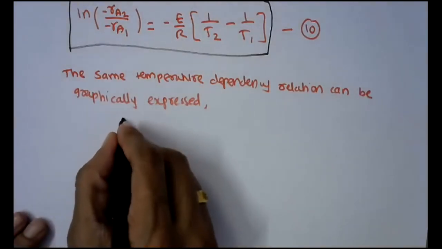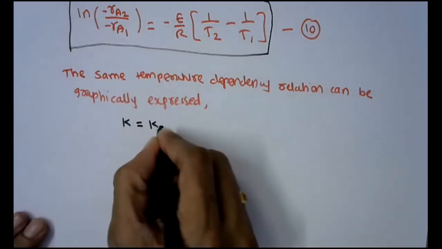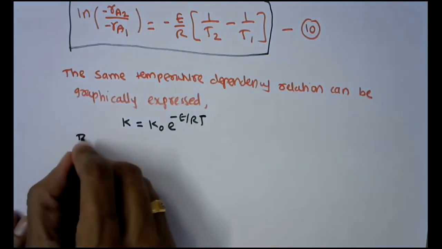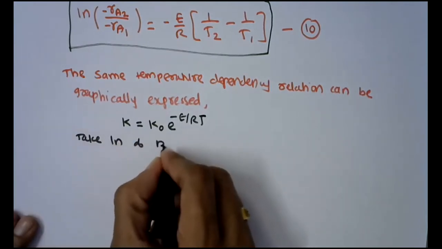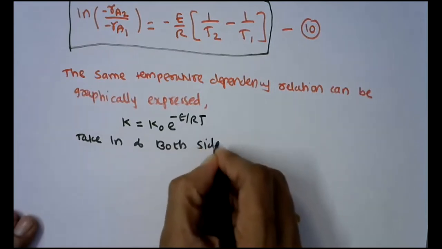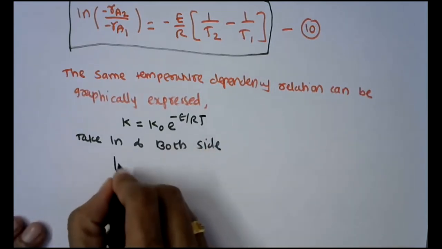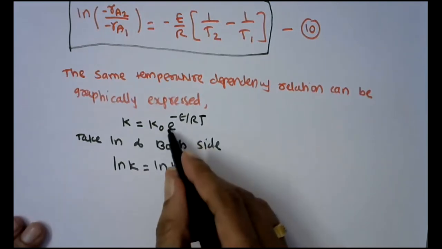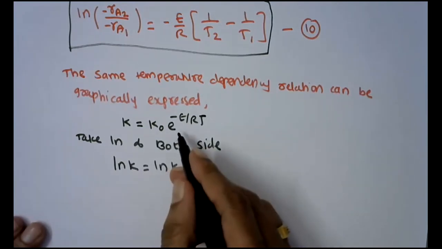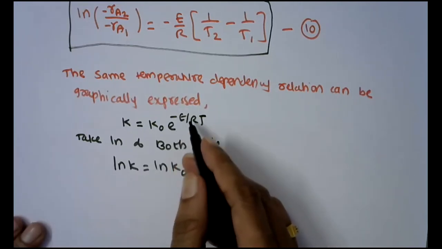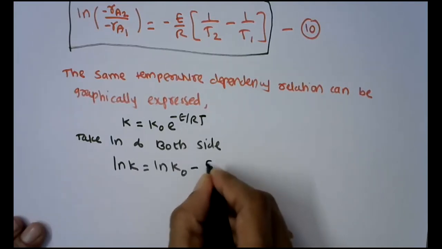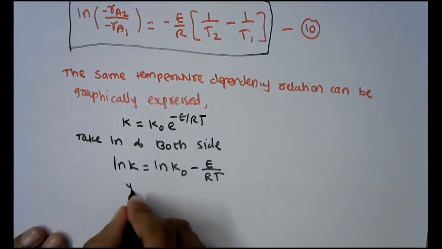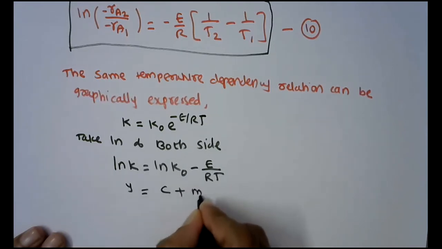So the mathematical equation of Arrhenius equation is K is equal to K0 e raised to minus E upon RT. Now, take ln of both sides. If you take ln of both sides, then you will get ln of K is equal to ln of K0 plus ln of e raised to minus E by RT. If you simplify, then it will be simply minus E by RT. And this is of the form Y is equal to C plus MX.